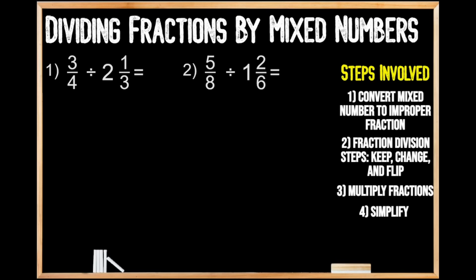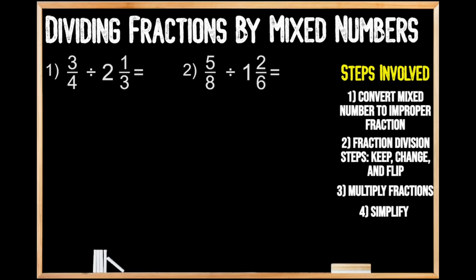Looking over to the right-hand side under our steps involved, we can see that our first step is to convert our mixed number to an improper fraction. Now, if you're unsure of how to do this, or you find at any point during this video that you're unsure of what we're doing, then I encourage you to pause the video and take a look at some of the video links in the description below, where we break down these processes in a lot more detail.